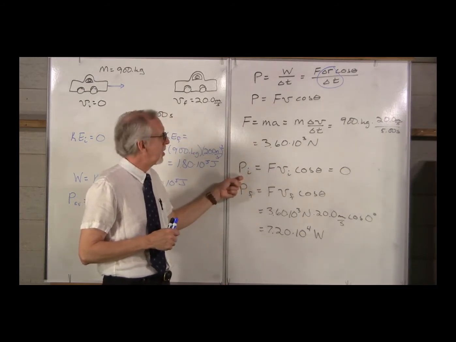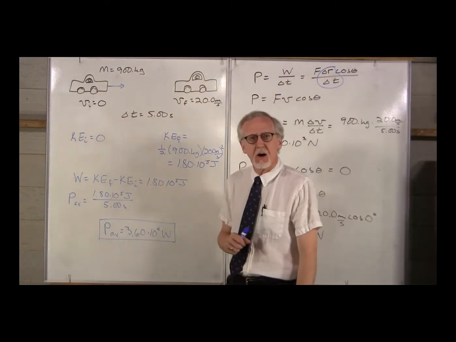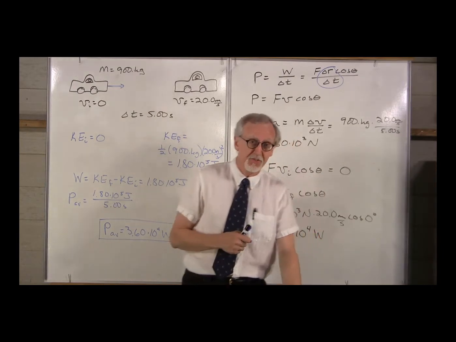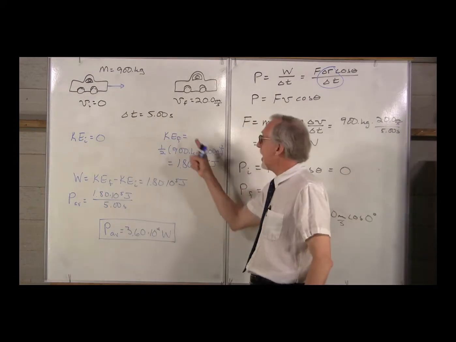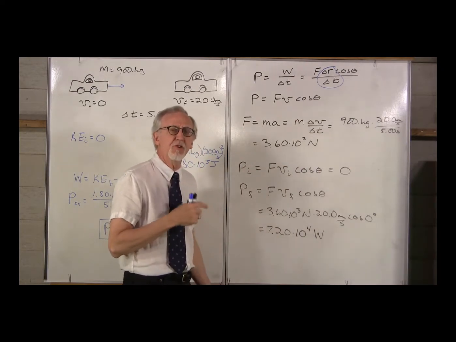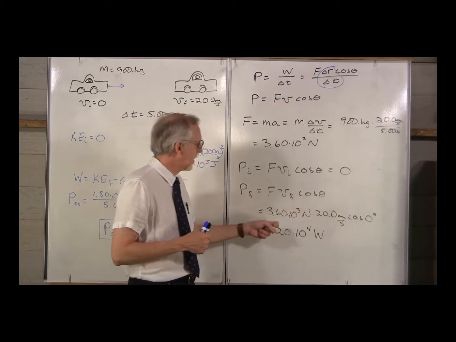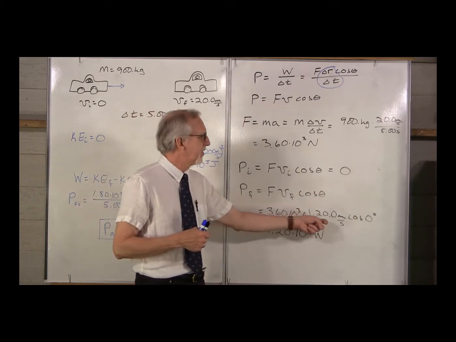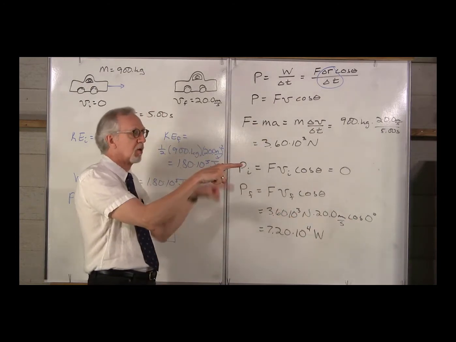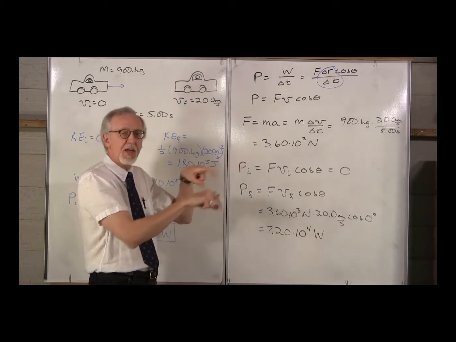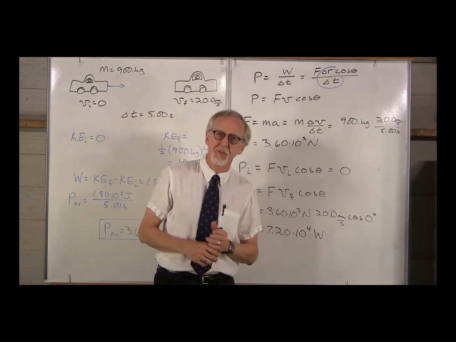The initial power is F times v initial cos theta. But what is v initial? Initially, the car is not moving, so the initial velocity is 0. The initial power is 0. But the car is speeding up. The final velocity is 20 meters per second. So what's the final power? The final power will be the force times the final velocity cos theta. The force is 3.6 times 10 to the 3, the final velocity is 20 meters per second. Theta is 0 because the force pushing the car forward is in the same direction as the velocity, so the angle between them is 0, and we get a final power output of 7.20 times 10 to the 4th watts.